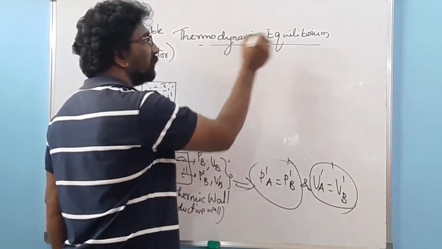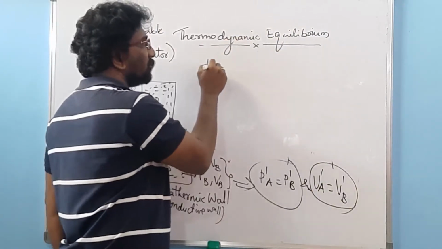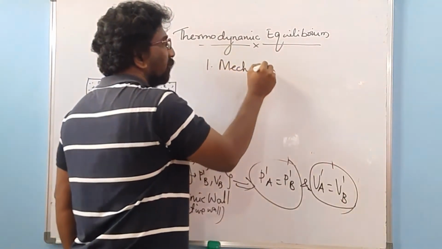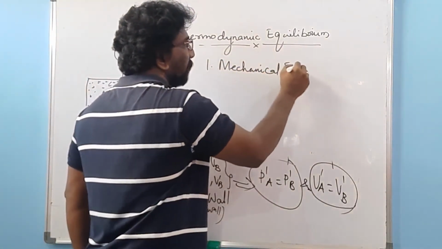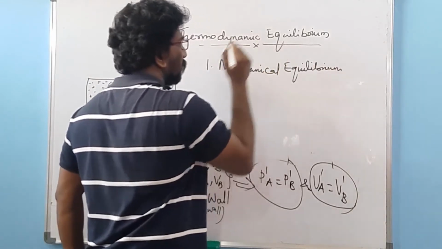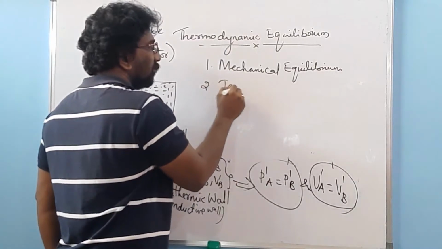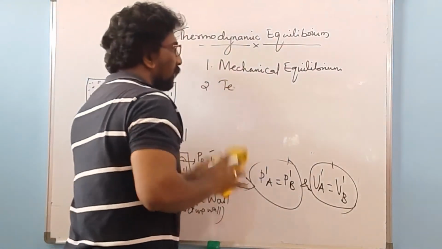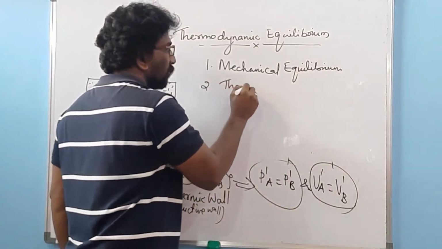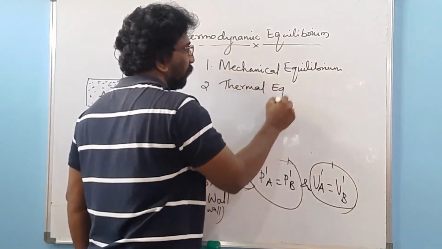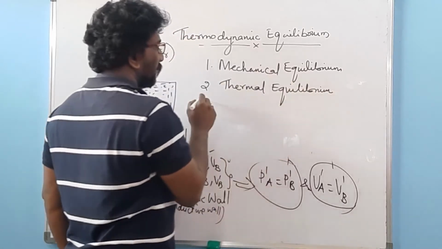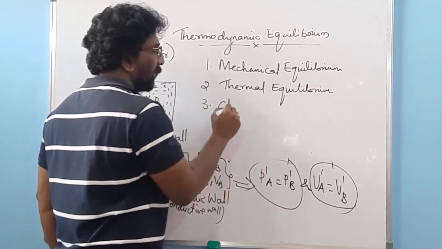For a system to be in thermodynamic equilibrium, firstly, it should satisfy mechanical equilibrium. Second, it should satisfy thermal equilibrium. Third, it should satisfy chemical equilibrium.